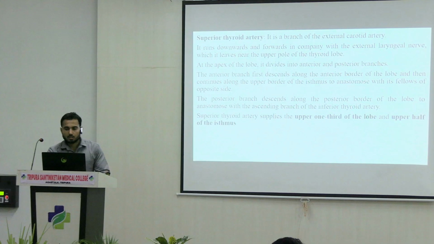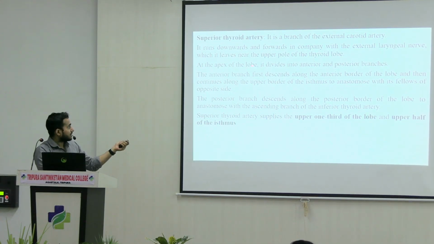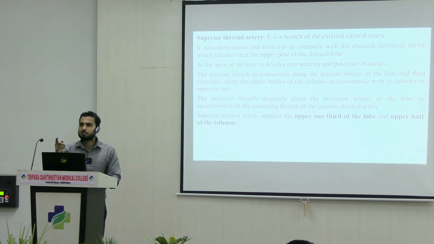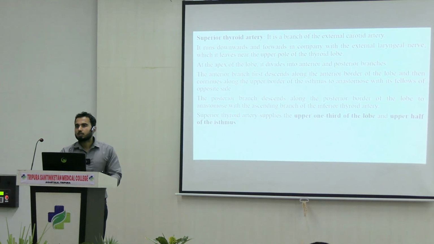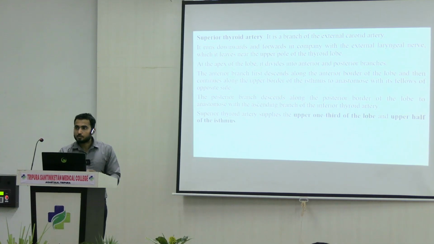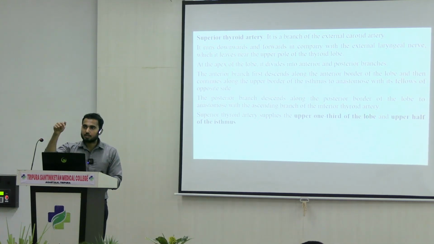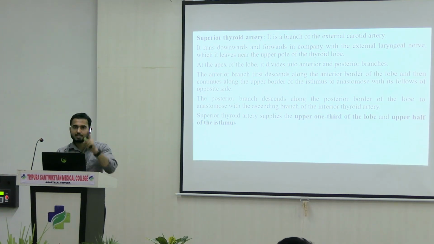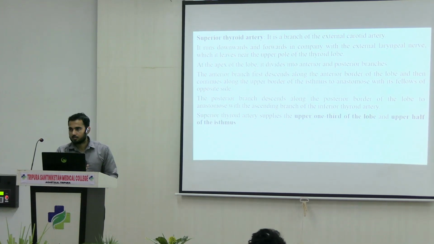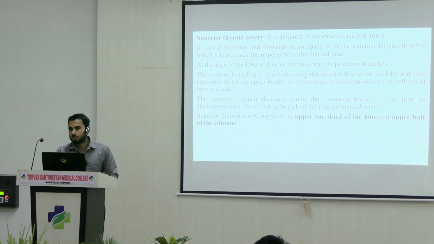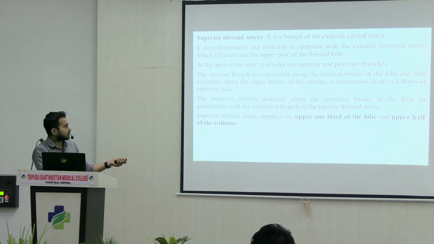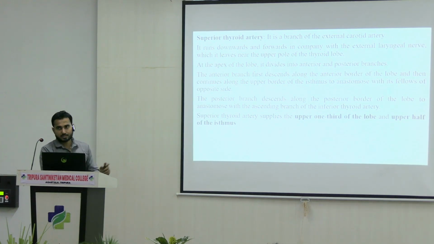Next, when the artery reaches the apex of the lobe, it will divide into anterior and posterior branches. The anterior branch, as we have seen, will pass along the anterior border and will anastomose with the branch of the opposite side. The posterior division, what will it do? It will go along the posterior border and then anastomose with the ascending branch of the inferior thyroid artery. That is the course of the superior thyroid artery. Now the superior thyroid artery supplies the upper one third of the lobe and the upper half of the isthmus.